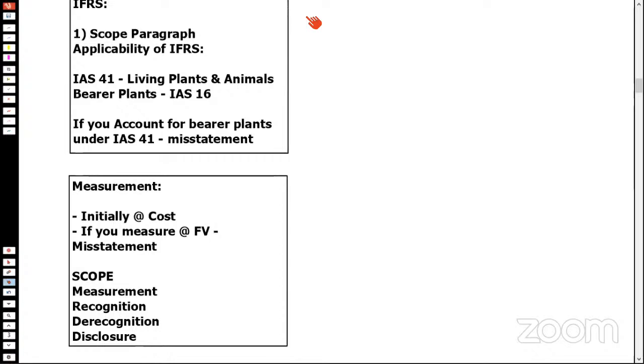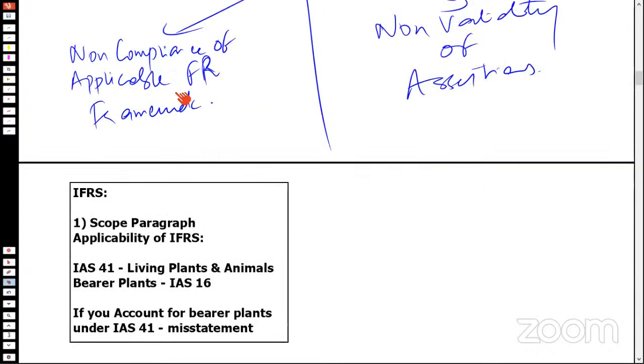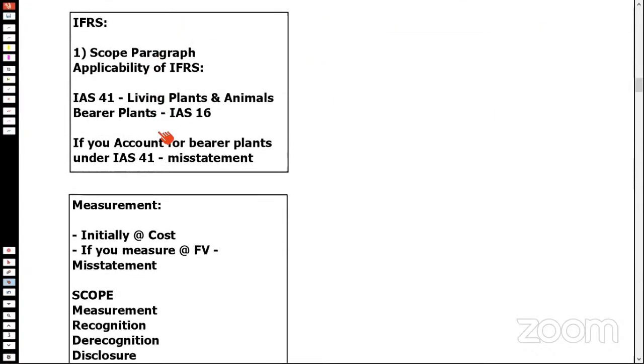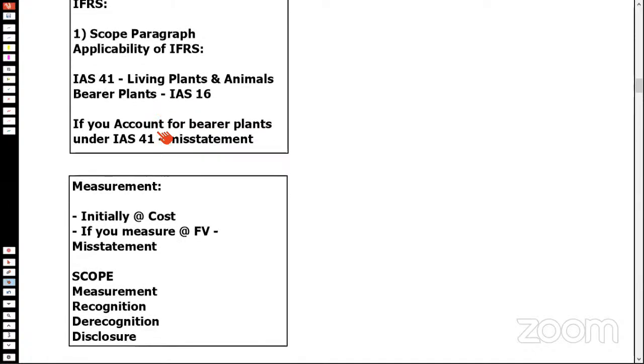So when we talk about the concept of misstatement, one aspect of misstatement is non-compliance with the applicable financial reporting framework. I gave you examples of what could be non-compliance with the applicable financial reporting framework. It could be anything: you are not complying with the scope, you are not complying with the measurement requirement, you are not complying with the recognition or the derecognition criteria, or you are not complying with the disclosure requirement.